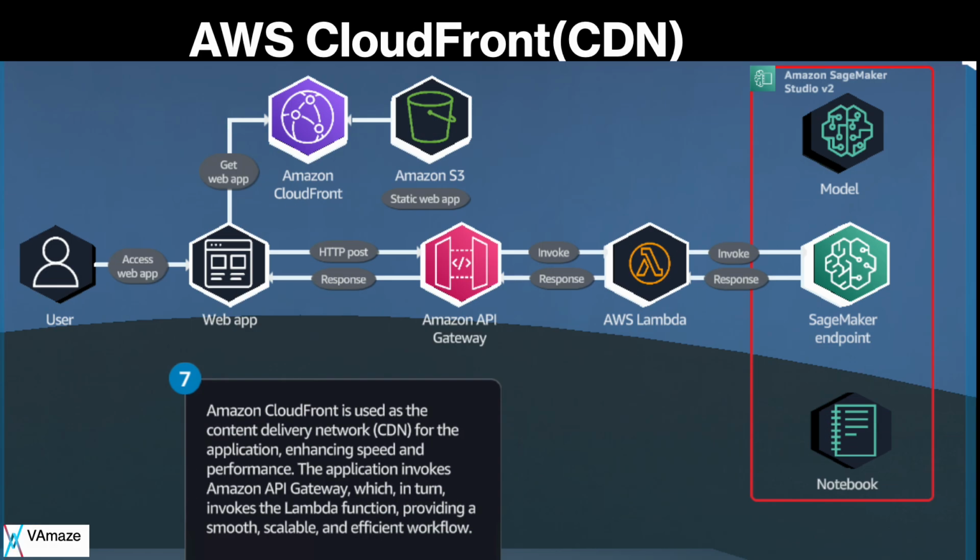In this architecture, Amazon CloudFront plays a crucial role in delivering the web application to users with high performance and low latency. CloudFront caches the static web content stored in the S3 bucket, ensuring rapid access for users worldwide. When a user accesses the web app, CloudFront retrieves the content from the nearest edge location, minimizing latency and providing a seamless user experience. This efficient content delivery network optimizes the speed and reliability of our web application, enhancing overall user satisfaction.